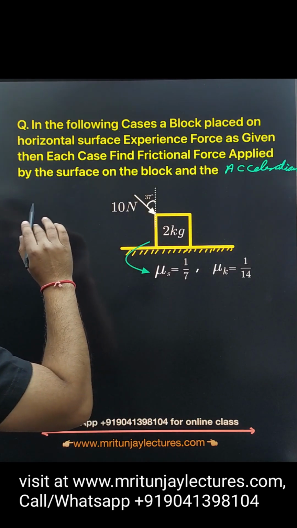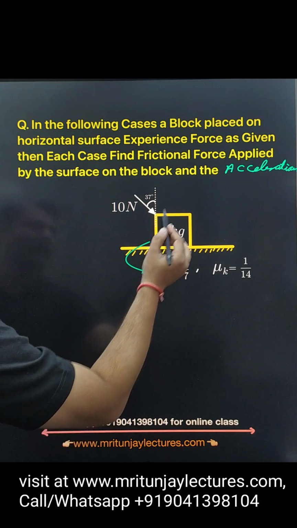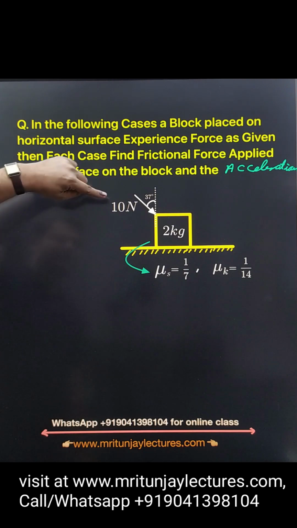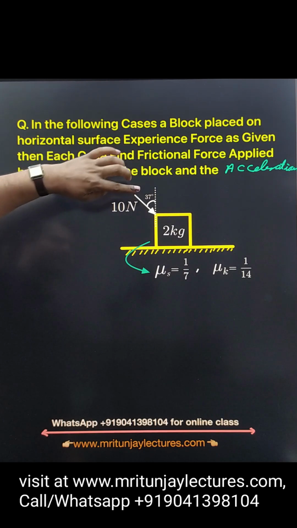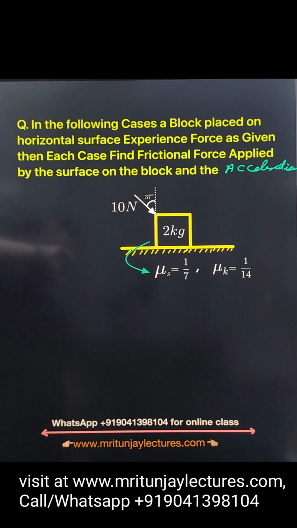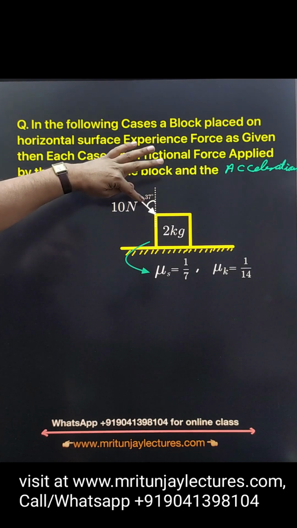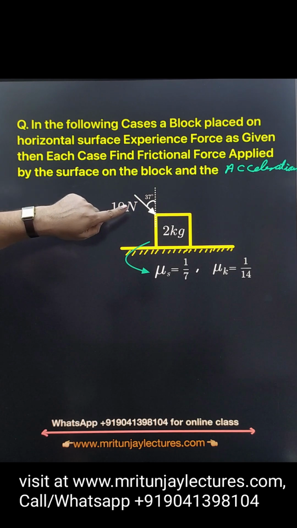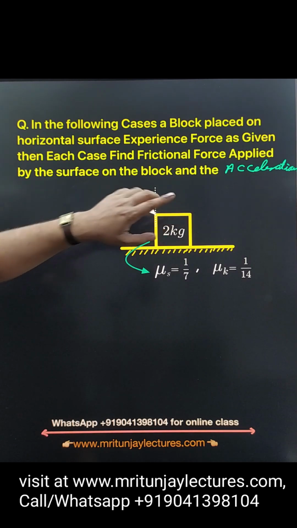Find the frictional force applied by the surface and the acceleration of the block. So how can we determine these two values? First of all, make a free body diagram of that block. Before the free body diagram, note that the 10 Newton force is not given in the vertical or horizontal direction, but at 37 degrees from the vertical. So first of all, the 10 Newton is divided into two components, along the x-axis and the y-axis.